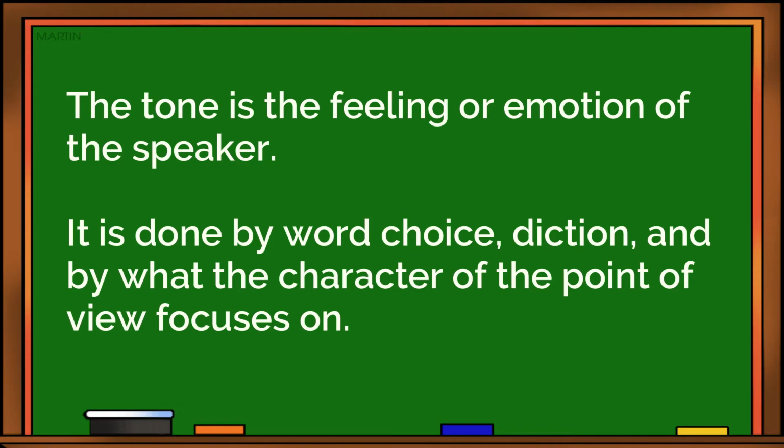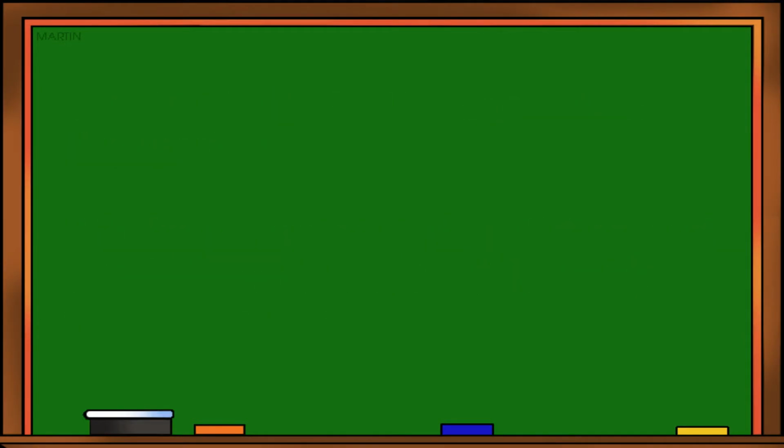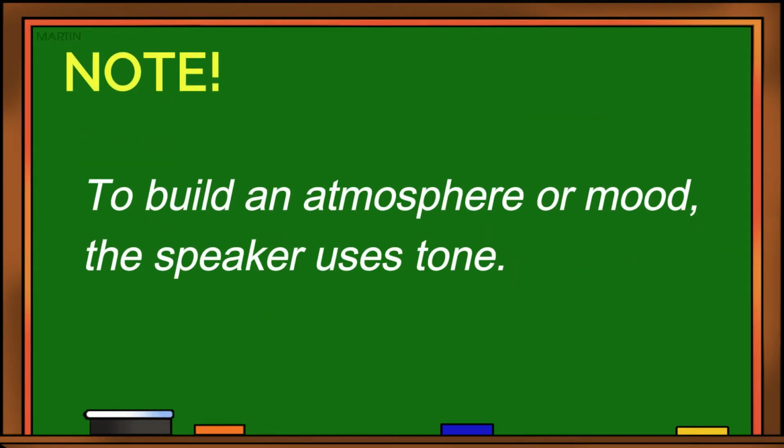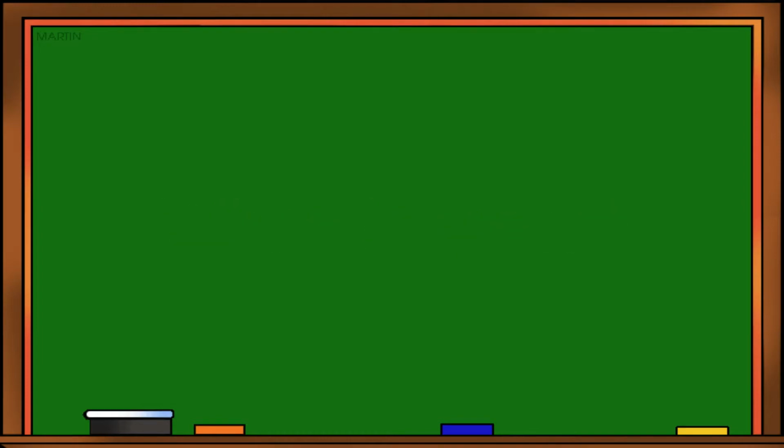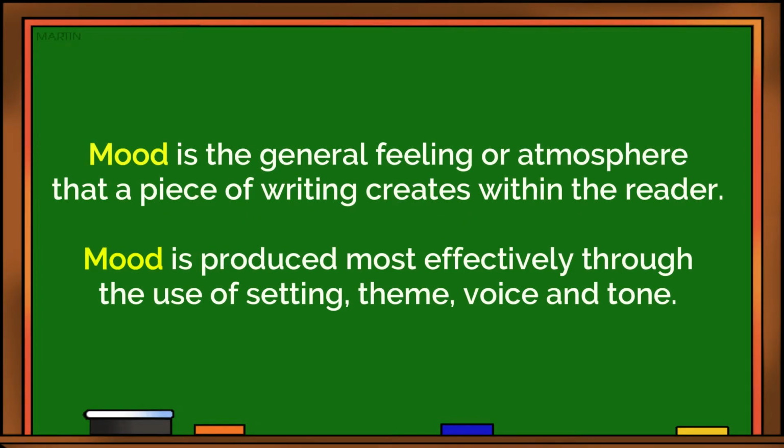The tone is the feeling or emotion of the speaker. It is done by word choice, diction, and by what the character or the point of view focuses on. Remember, to build an atmosphere or mood, the speaker uses tone. What is mood? Mood is a general feeling or atmosphere that a piece of writing creates within the reader. Mood is produced most effectively through the use of setting, theme, voice, and tone.